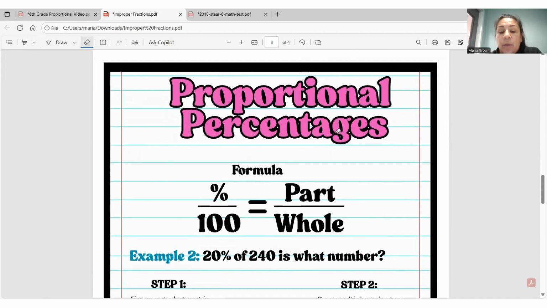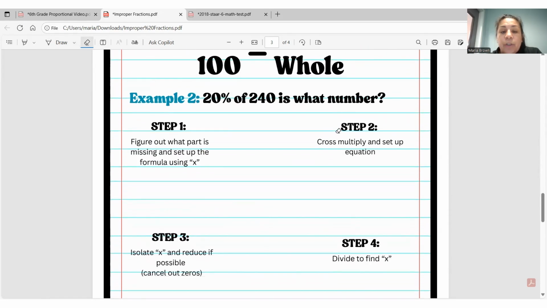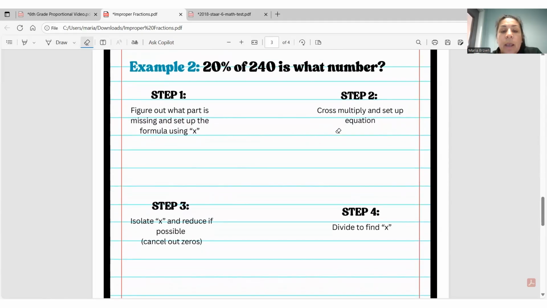Okay, so let's do another one. Example 2. In this case, in example 2, we actually already have the percent. It says 20% of 40 is what number?